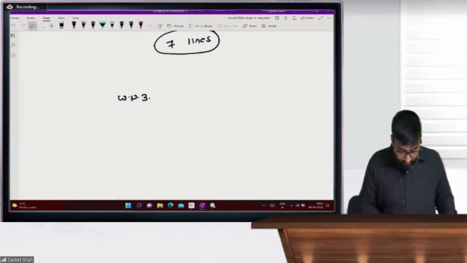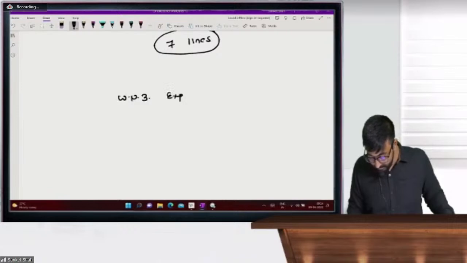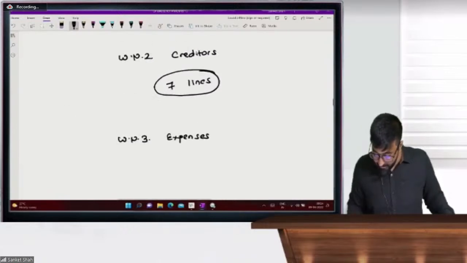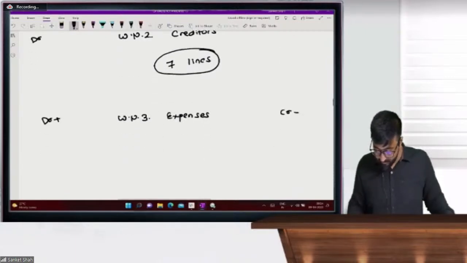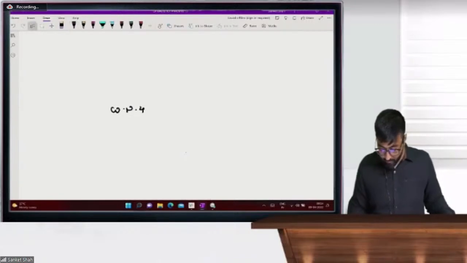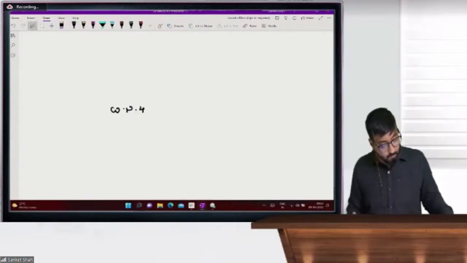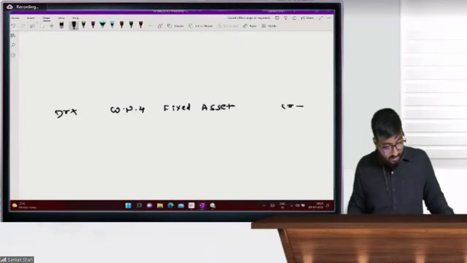Working note 3. Yes. Expense account. Creditors account, you can write credit plus, debit minus. Expense account, debit plus, credit minus. Working note 4, 5 lines, expense account. Fixed asset account. Debit plus, credit minus, 5 lines.